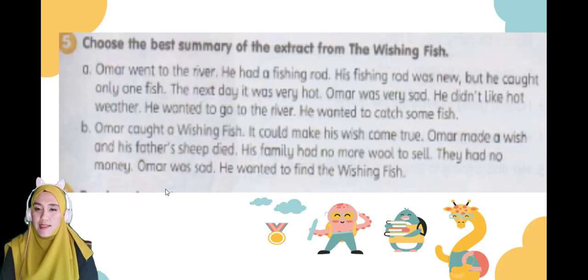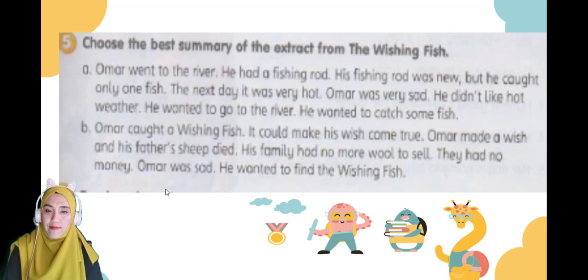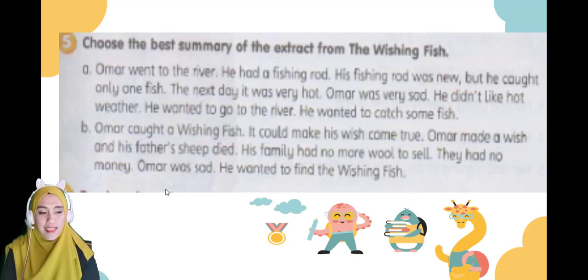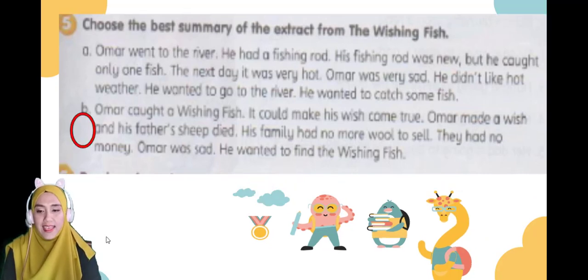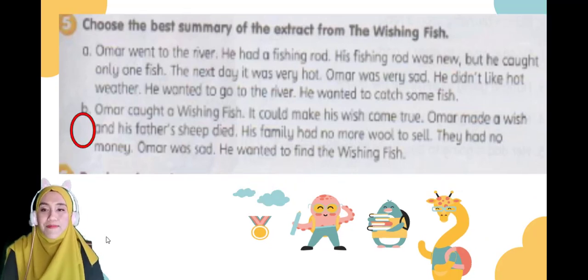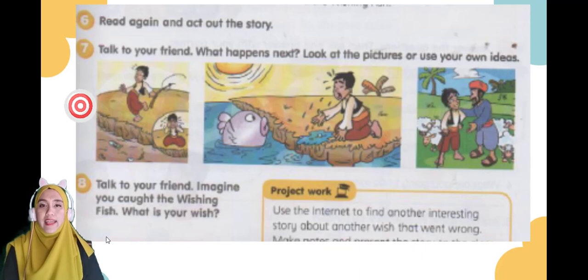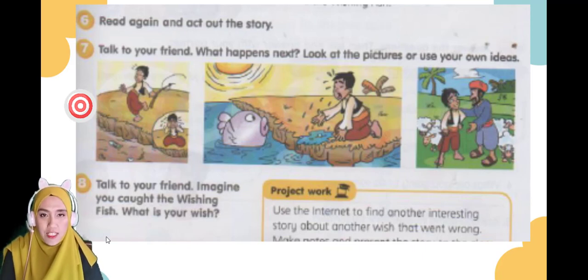Which one is the best summary of the story that we just read? Have you picked your answer? Now let's look at the answer. The answer is B, yes. Now, this is the most important activity for today.